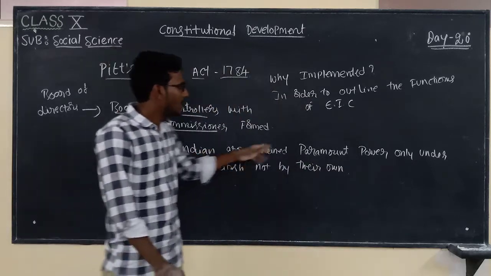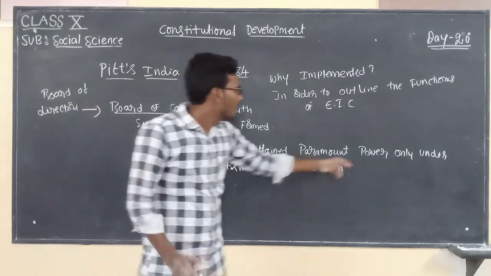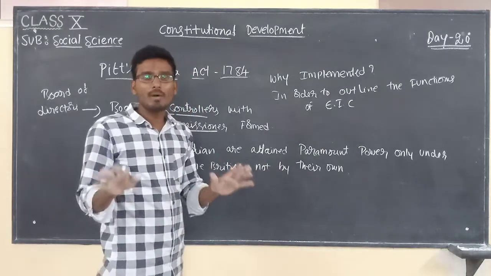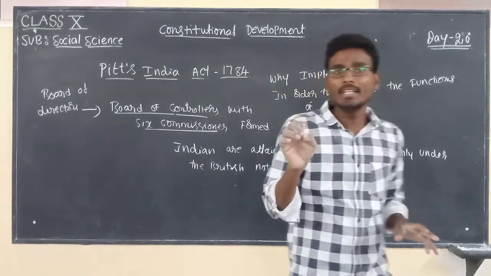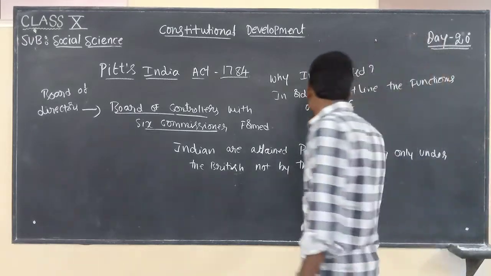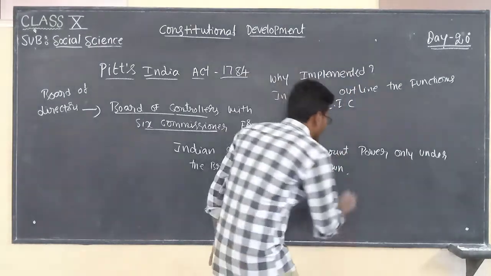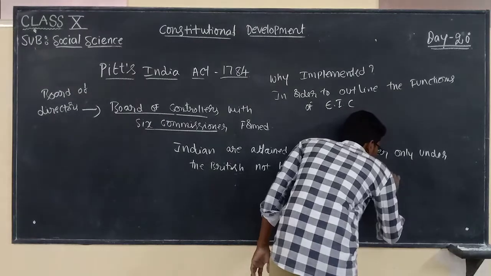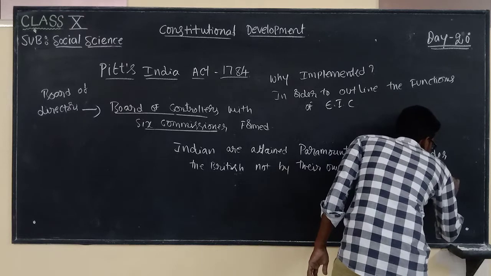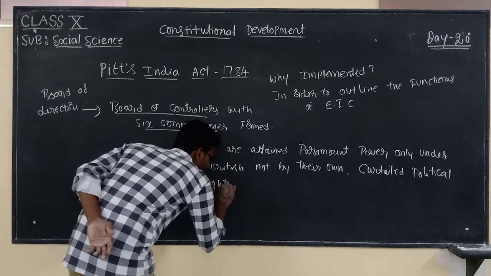Indians attained paramount power means they became more powerful. Indians are becoming more powerful only under the British rule, only under the British. They did not attain that power by their own. And the British government curtailed political rights of Indians. Curtail means what? Stopped. Political rights were not given to the Indians. Curtailed political rights to Indians.